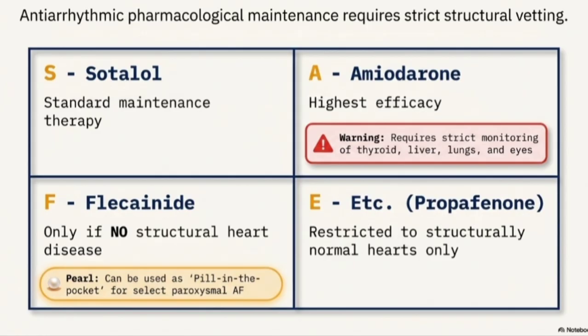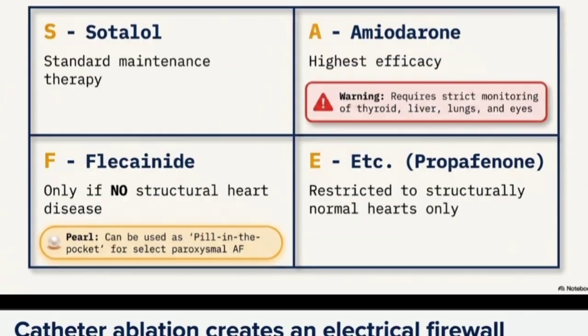Antiarrhythmic pharmacological maintenance requires strict structural vetting. Sotalol, standard maintenance therapy. Flecainide, only if no structural heart disease, can be used as a pill in the pocket for paroxysmal AFib. Amiodarone has the highest efficacy, with a warning: it requires strict monitoring of thyroid, liver, lung, and eyes, so LFTs, TFTs, PFTs, and retinal examination. And propafenone can be used in structurally normal hearts only.